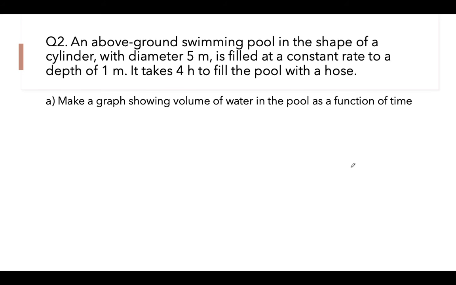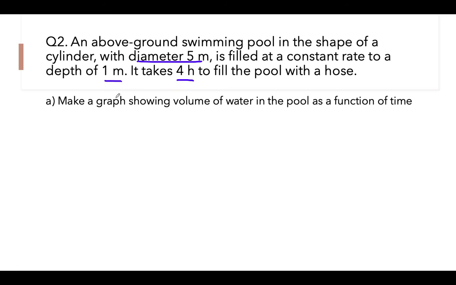An above ground swimming pool in the shape of a cylinder with a diameter of 5 meters is filled at a constant rate to a depth of 1 meter. It takes 4 hours to fill the pool with a hose. Now make a graph showing volume of water in the pool as a function of time.